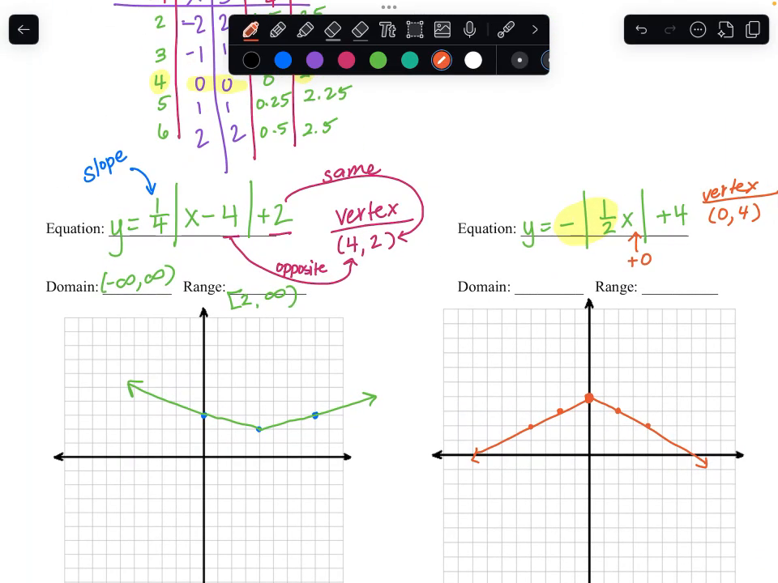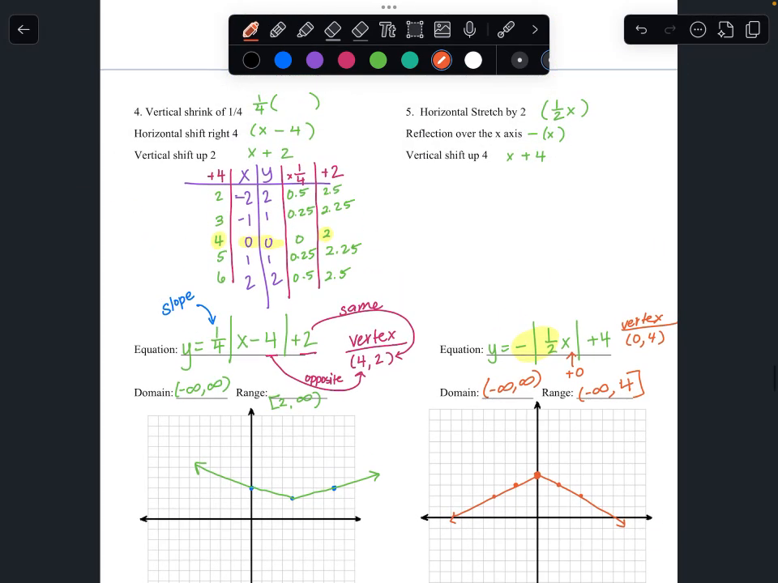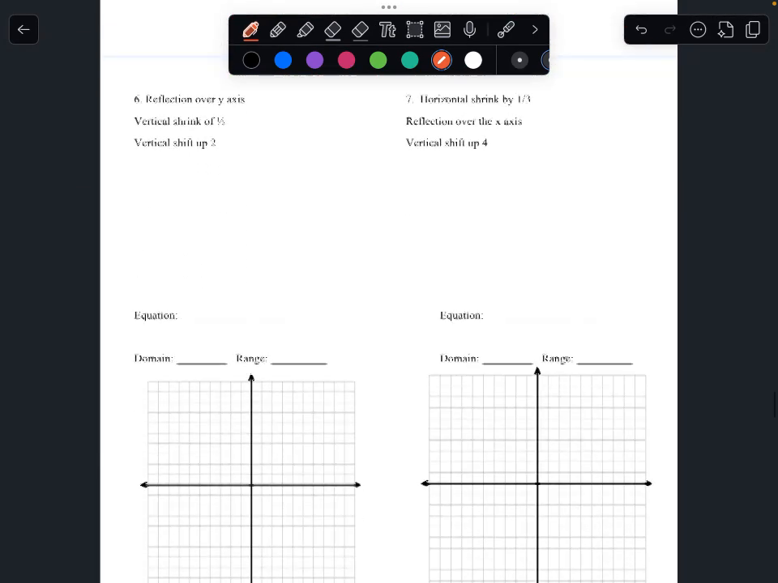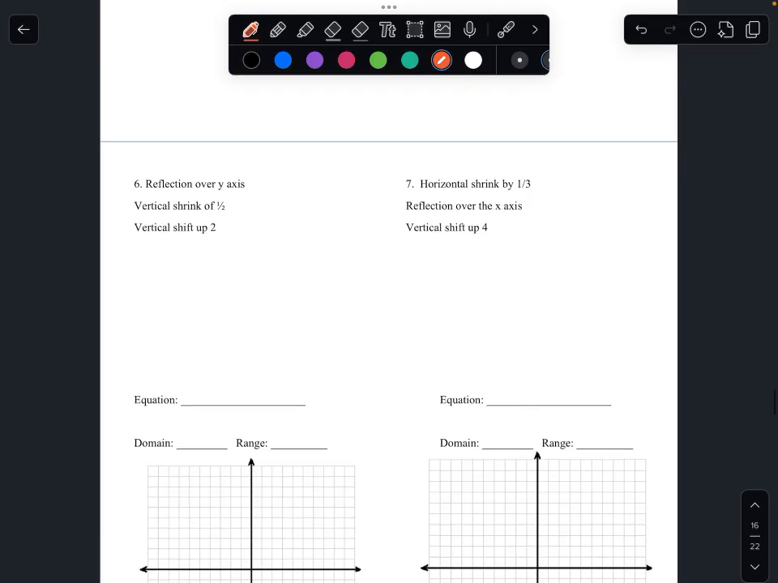And there we go. So our domain is always negative infinity to infinity, and our range, it flipped that of our parent function, and is negative infinity to 4. Okay, let's go to the next page, our last page of our notes.